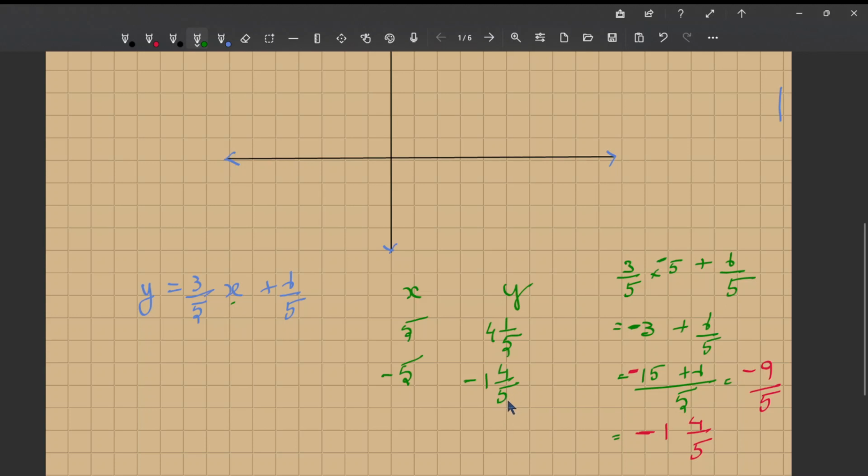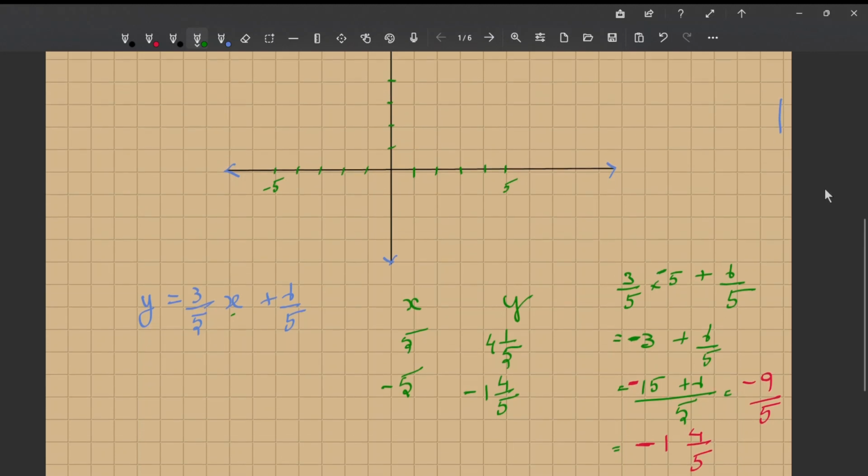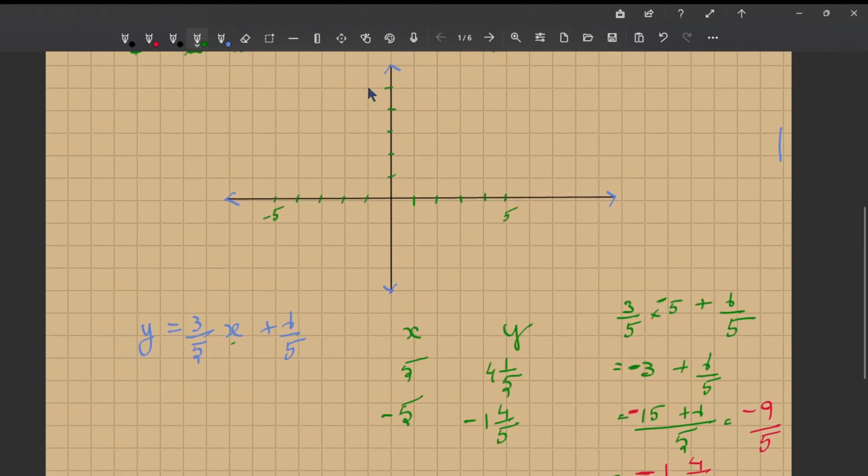So let us plot the points now. In the x-axis you need till 5, right? 3, 4, this is 5, and this side also minus 1, minus 2, minus 3, minus 4, this is your minus 5. And what about the y-axis? On the positive side, you have a value which is a little above 4, so till 5, and on the negative side, this is more than enough for you. So this is minus 1, this is minus 2. So what is our first coordinate? The first coordinate is 5 comma 4 and 1 by 5, and the second one is minus 5 comma negative 1 and 4 by 5.